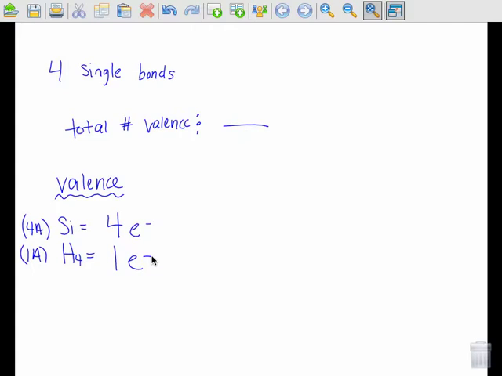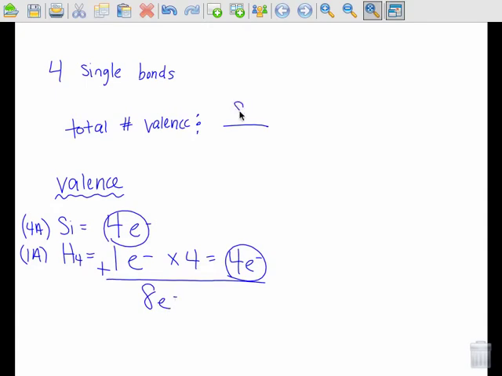Next step is multiply by the subscript. Silicon is just 1. So anything times 1 is itself. You don't have to show that. Hydrogen has a subscript of 4. So I'm going to do 1 times 4 because each hydrogen atom is bringing 1 electron for a total of 4. To get the total number in the whole thing, I add 4 plus 4 to get 8. So where it says total number of valence electrons, it is 8. Your picture, either in lines or dots, absolutely must show 8 valence electrons.